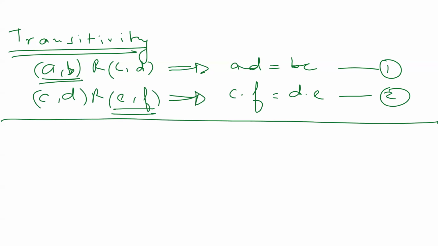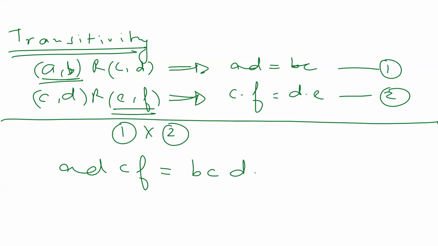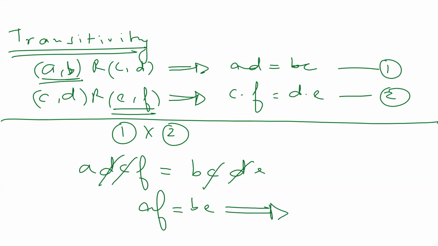So what we'll do, we'll multiply 1 and 2. So AD, CF, BC, DE. AD, CF, BC, DE. So CD is getting cancelled. So this gives me AF is equal to BE. The meaning of this is A comma B relates to E comma F. Why like this?